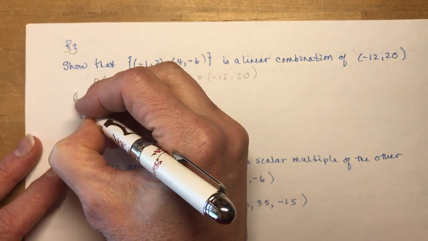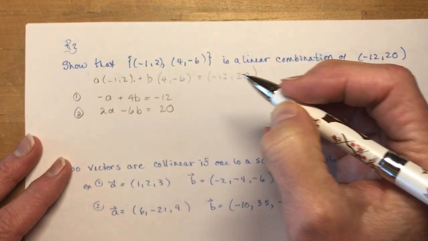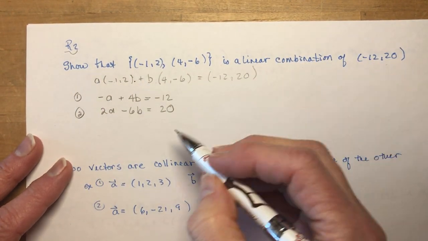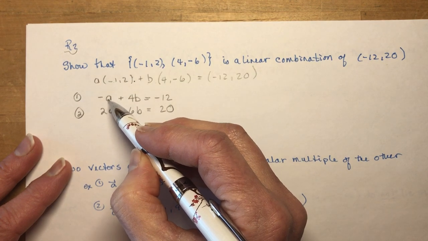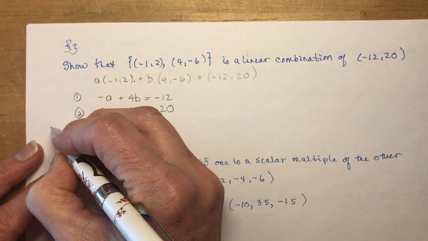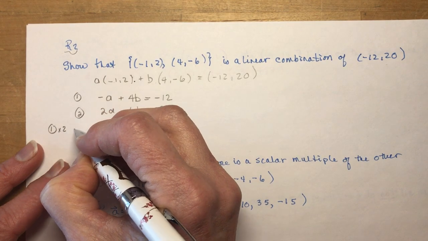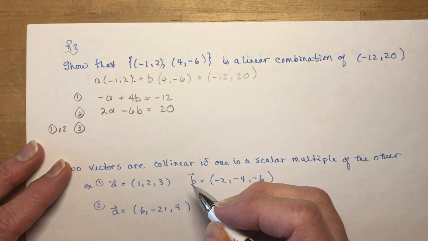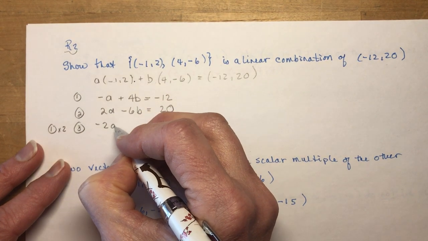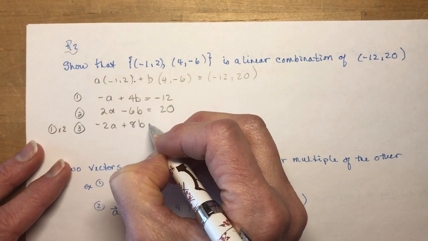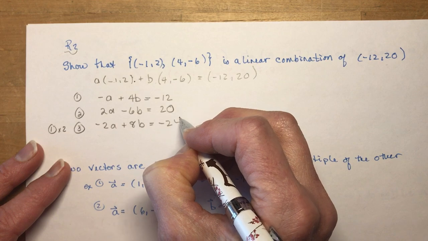This is back to grade 10. And I'm going to do elimination. So I'm going to multiply this equation by 2. So I'm going to do 1 times 2. That's going to give me equation 3. And if I do this equation times 2, I get minus 2A plus 8B is equal to negative 24.